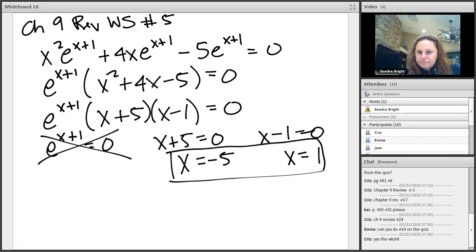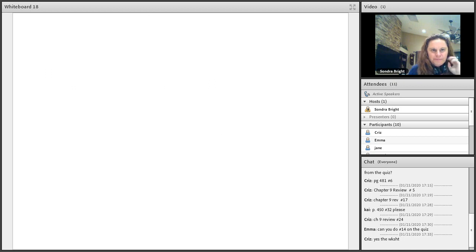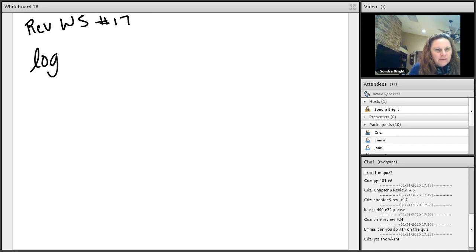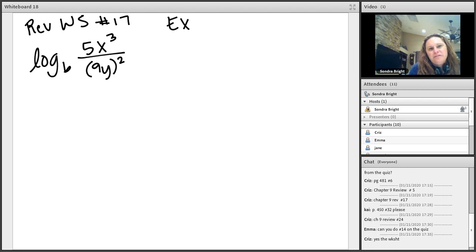All right. Let me scroll back up. Okay, that was number 5. Same worksheet, number 17. I've got log base b of 5x cubed over 9y quantity squared, and they want you to write it in expanded form.